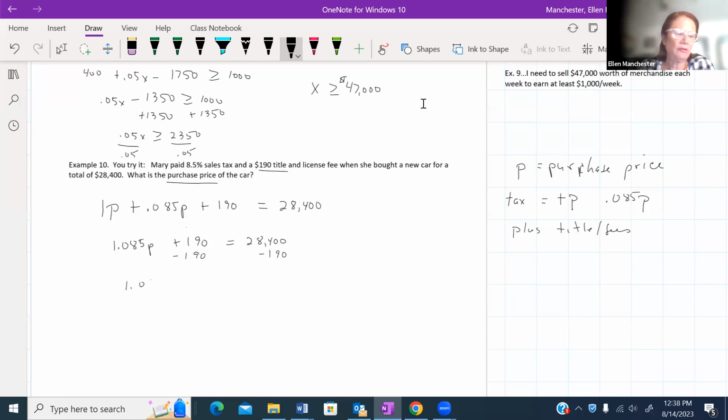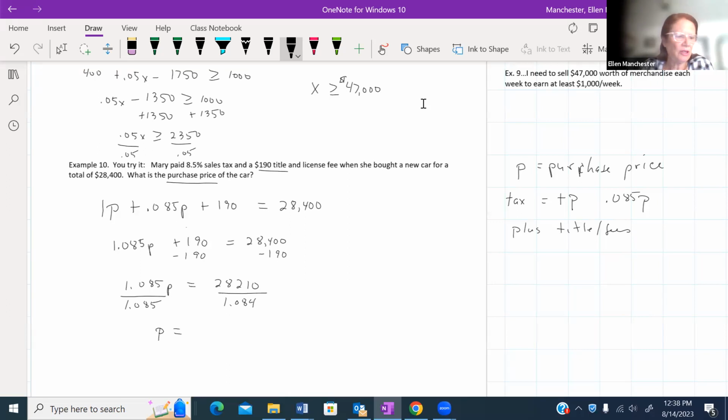And we get 1.085P equals 28,210. Then we're going to divide both sides. So hopefully you're seeing this pattern. You get rid of the constant and then you divide by the number next to the variable.